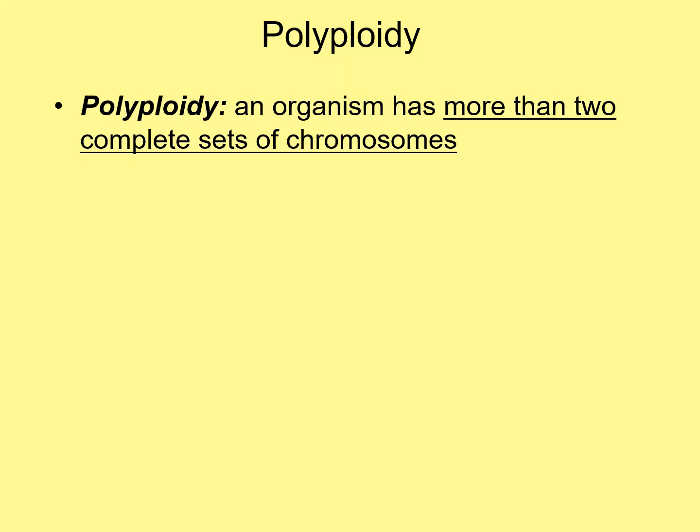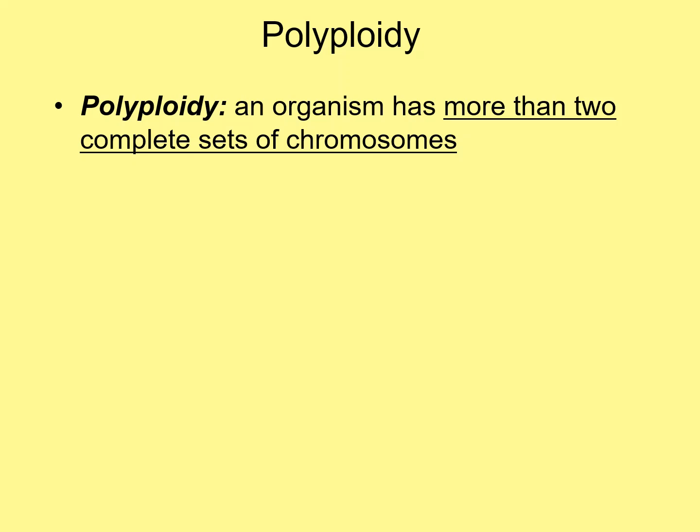Okay, so polyploidy is different from aneuploidy. With aneuploidy, we're dealing with a situation where non-disjunction has occurred during meiosis, and you're ending up with an odd number of chromosomes for one particular chromosome, right? So again, chromosome 21 or chromosome 3 or something like that. You have an extra, or you're missing one. Again, missing tends to be fatal.